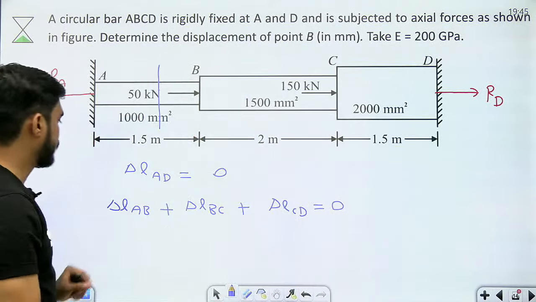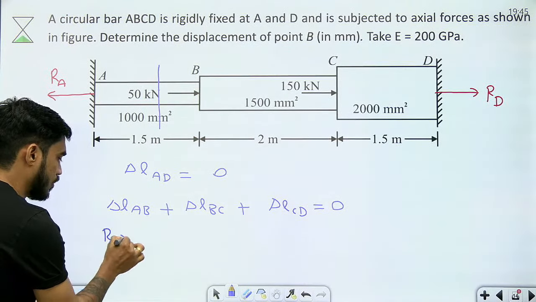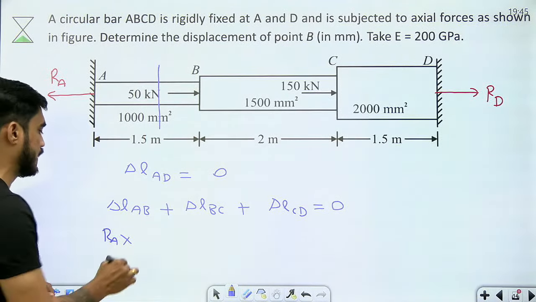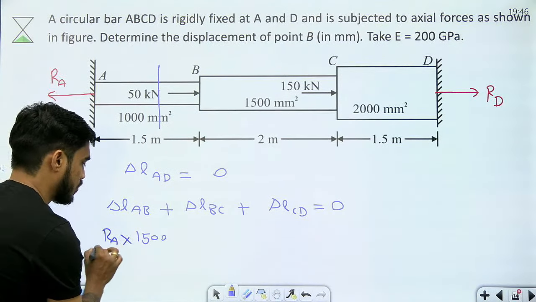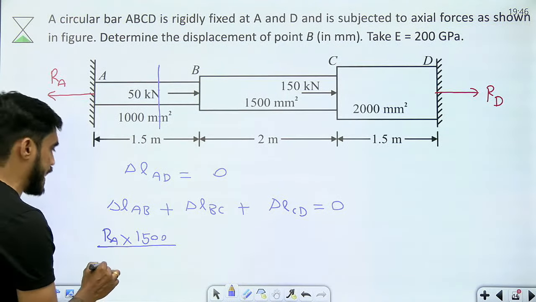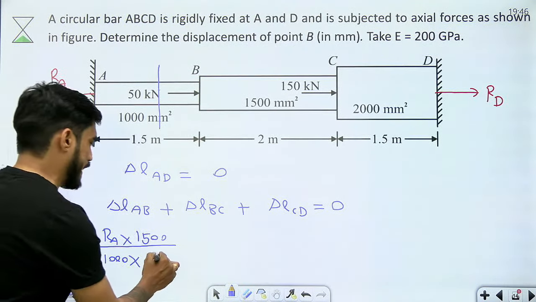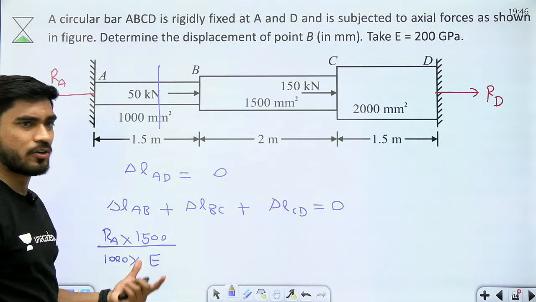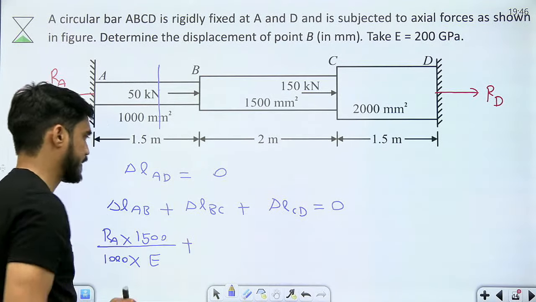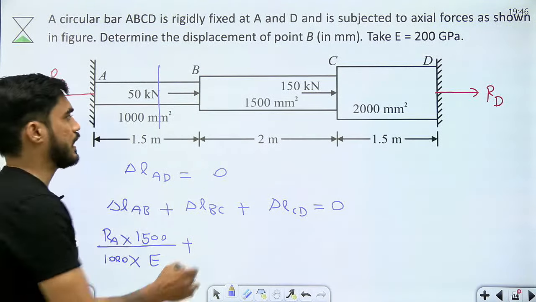So beta, RA multiplied by the length, 1500, divided by the area, 1000, multiplied by Young's modulus, which I'll just write as E because right now I don't need its value. Plus the change in length of BC.